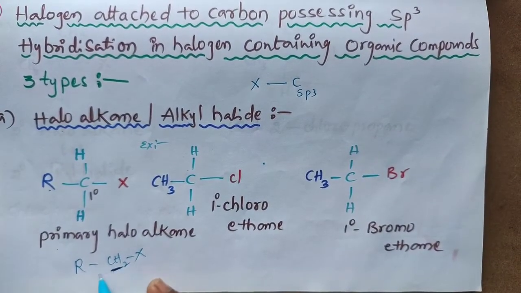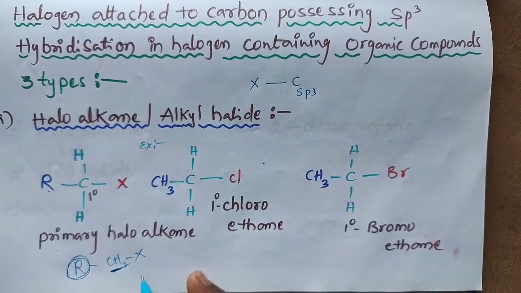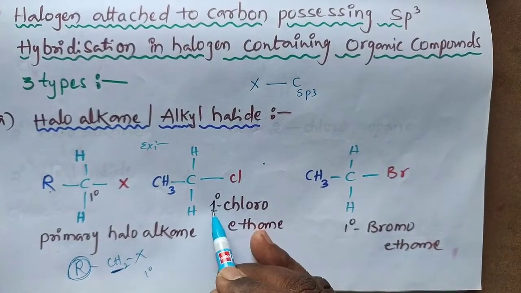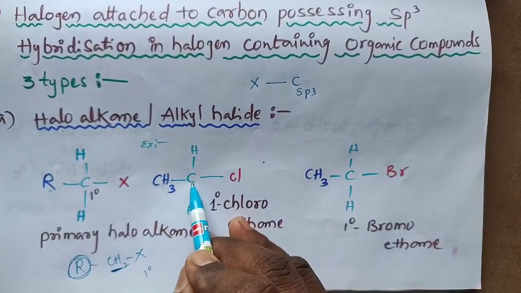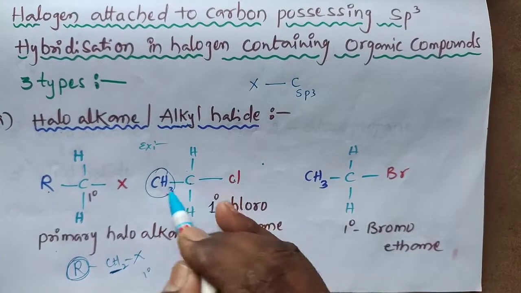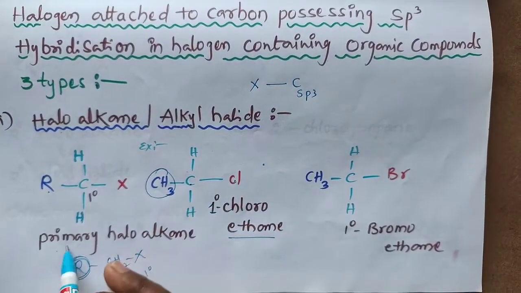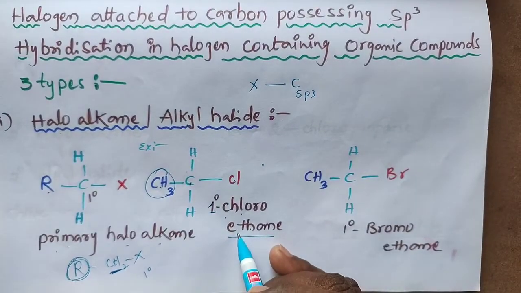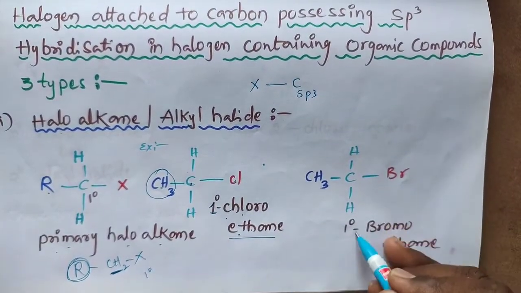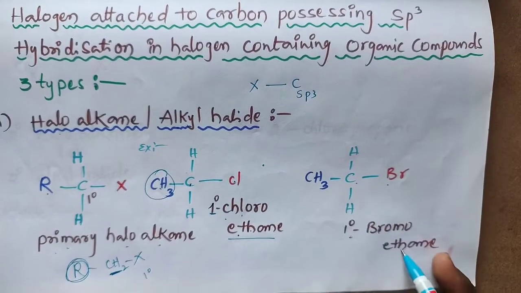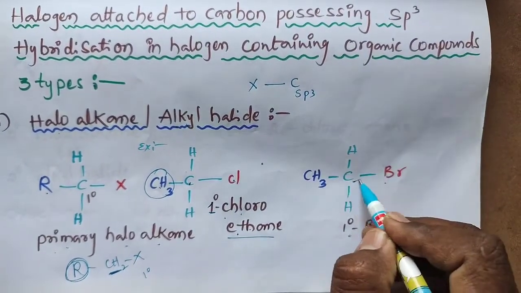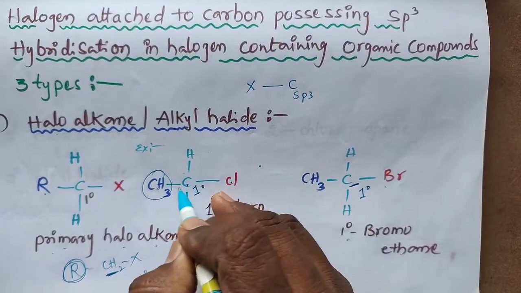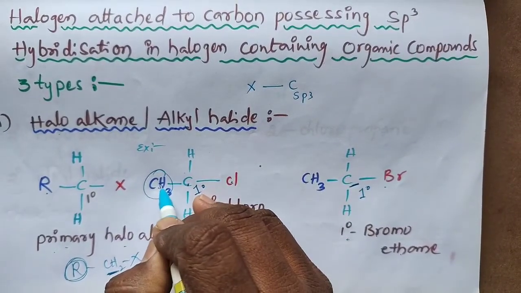You observe in this, when the halogen-bonded carbon is bonded with one alkyl group, that is called primary. The chlorine-bonded carbon is bonded with one methyl group only. So this is the primary haloalkane, primary chloroethane, or primary bromoethane. Which type of carbon is this? Primary carbon, because this carbon is bonded with one alkyl group only.